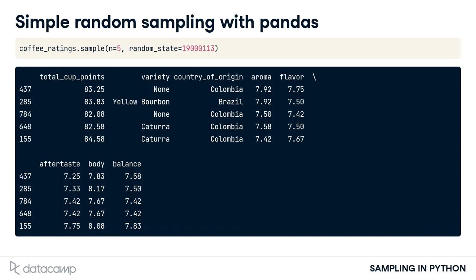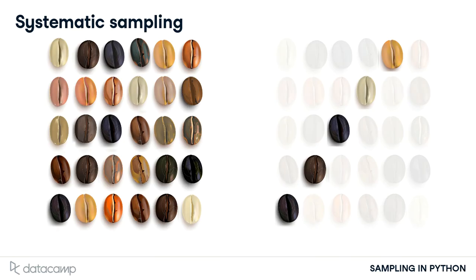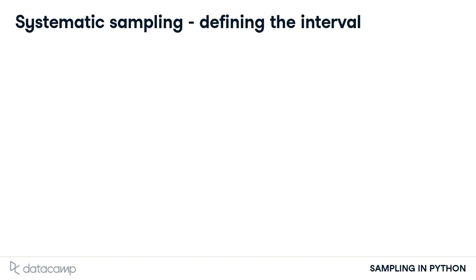time it was run. Another sampling method is known as systematic sampling. This samples the population at regular intervals. Here, looking from top to bottom and left to right within each row, every fifth coffee is sampled. Systematic sampling with pandas is slightly trickier than simple random sampling. The tricky part is determining how big the interval between each row should be for a given sample size.